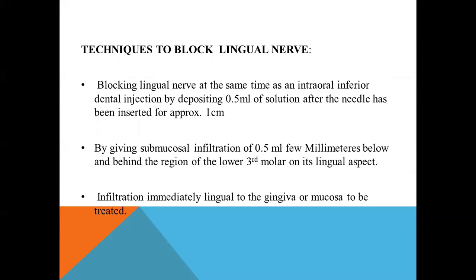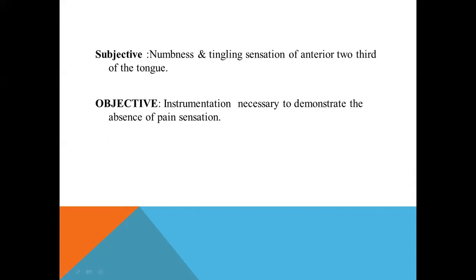Blocking a lingual nerve at the same time as an intraoral inferior dental injection. As I told, in the standard inferior alveolar technique, you can also block the lingual nerve by giving a submucous infiltration of 0.5 ml, a few millimeters below and behind the region of the lower third molar on its lingual aspect. Infiltration is immediately lingual to the gingiva or mucosa to be treated. Either you can give it in that manner or in this manner. Subjective is numbness or tingling sensation in the anterior two-thirds of the tongue. Objective is instrumentation is necessary to demonstrate whether the patient is not having any pain.